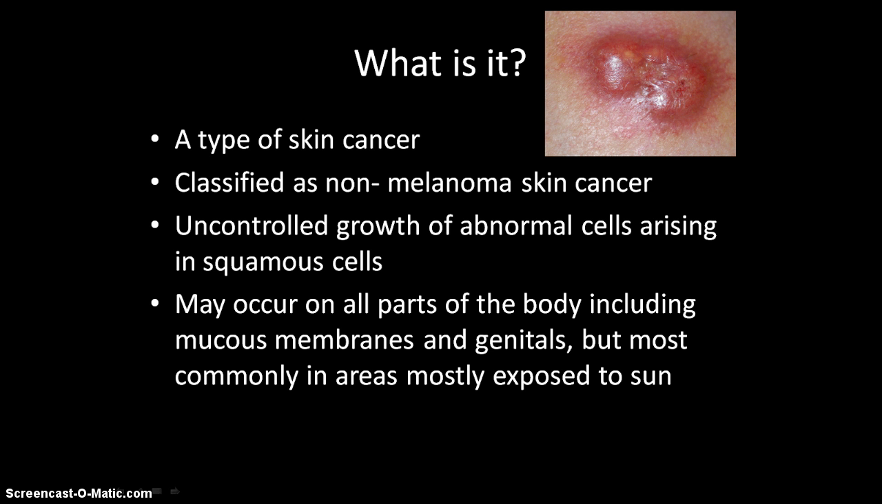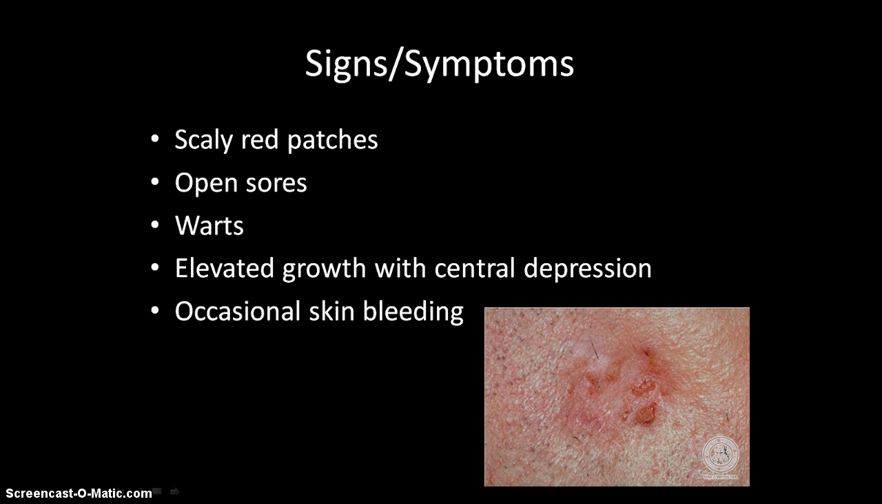This may occur on all parts of the body, including mucous membranes and genitals, but most commonly in areas exposed to the sun. Some signs and symptoms of this disease are scaly red patches, open sores, warts, elevated growth with central depression, occasional skin bleeding. As you can see in the picture at the bottom right, this is a patient who has squamous cell carcinoma.